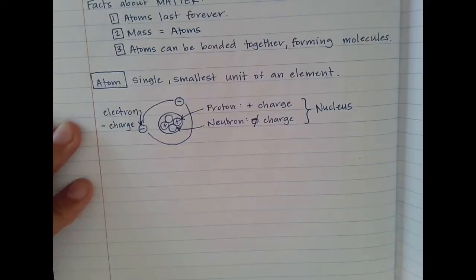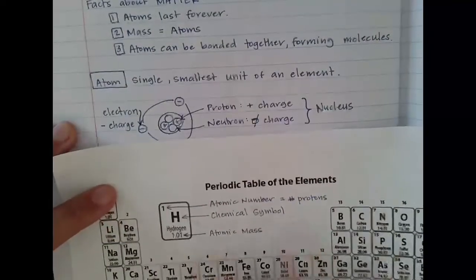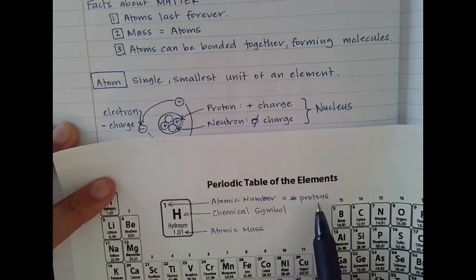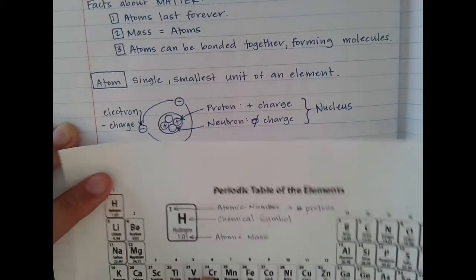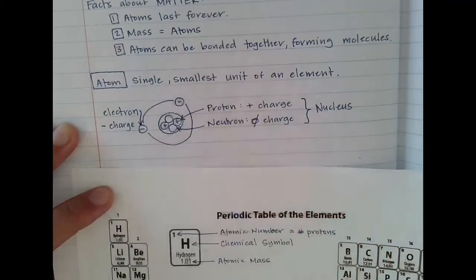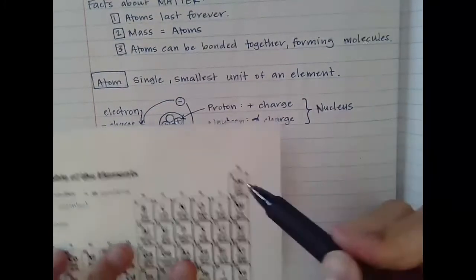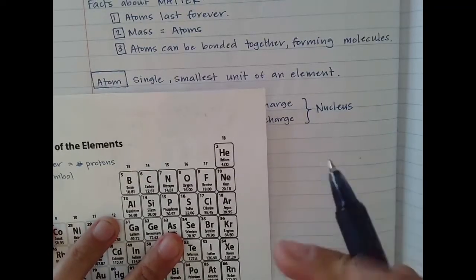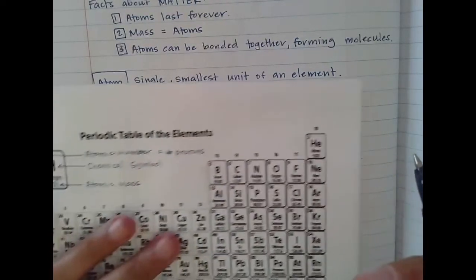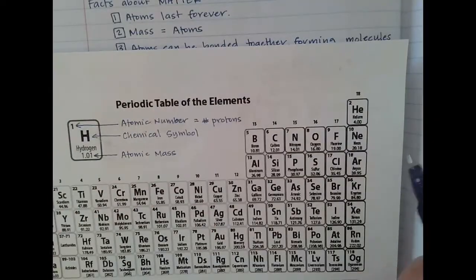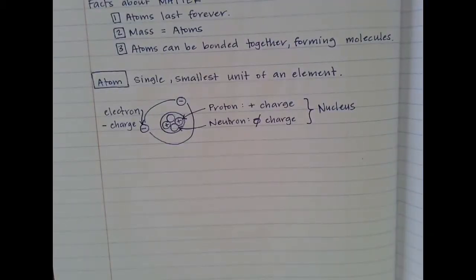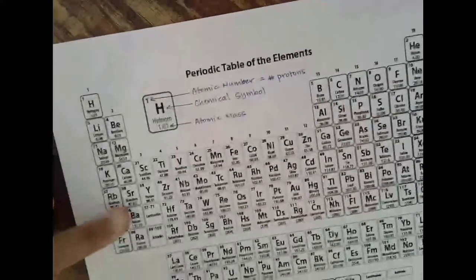When I'm looking back at that periodic table, my atomic number is the number of protons. This atom that I drew here, because it has 2 protons, means that this is a helium atom. If I had drawn 6 protons, then this would be a carbon atom. Okay. We're going to keep that periodic table because we're going to write down a few more things on here.